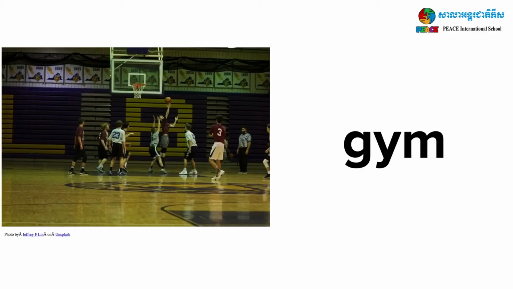Gym. Gym is a place at school where you can play sports inside, like basketball. Basketball is played in the gym.